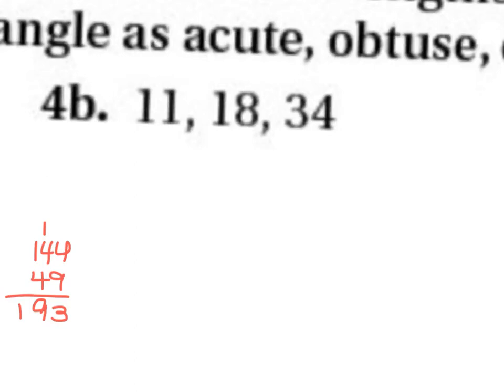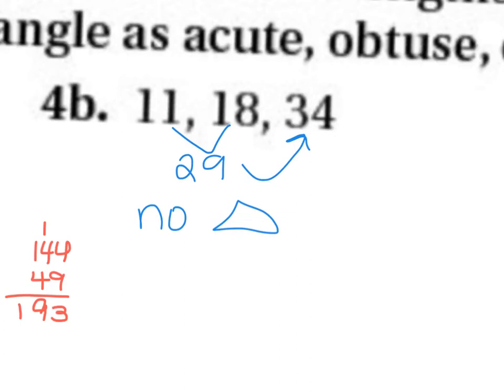For B has 11, 18, and 34. So if I add 11 and 18, I end up with 29. That's not greater than 34. So this is not a possible triangle.